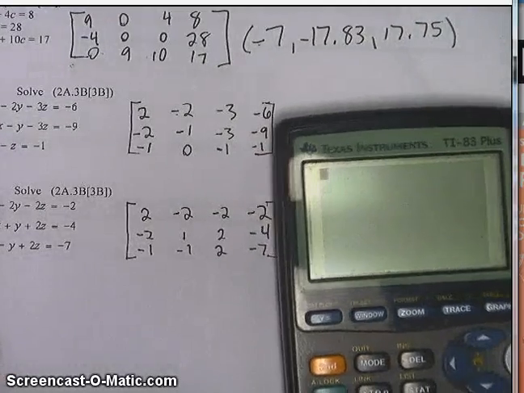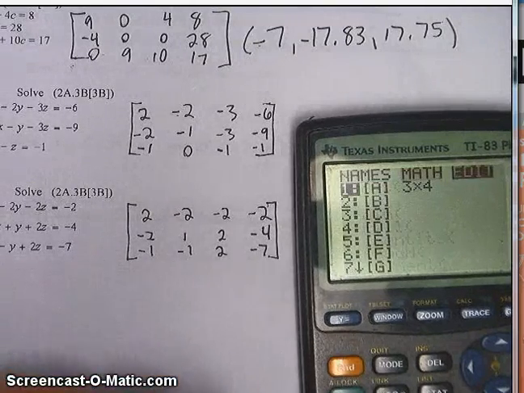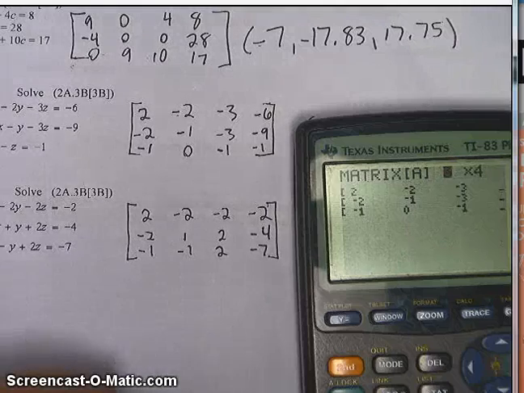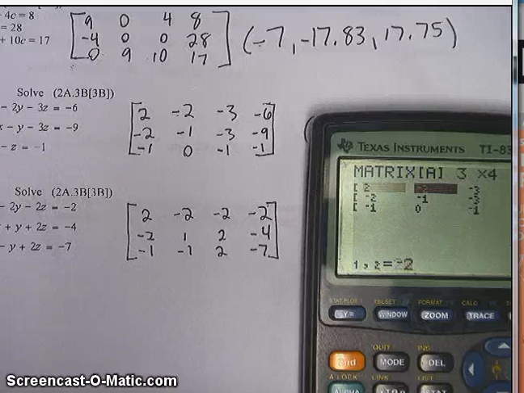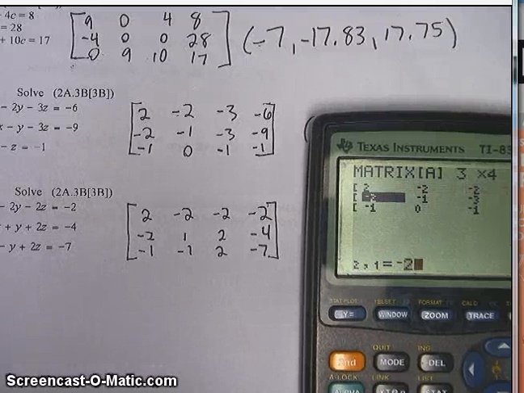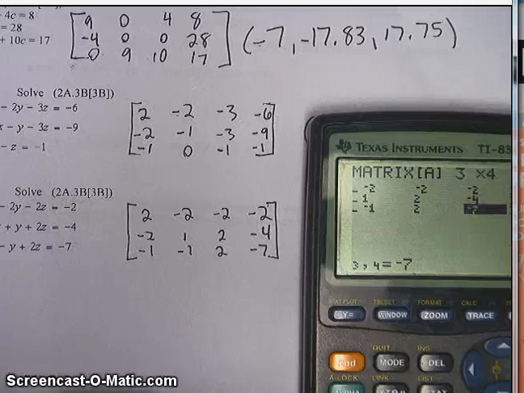Alright, at this point it's calculator work after I've got my augmented matrix. So I'm going to go back to the matrix screen. I'm going to edit the A matrix again, and I'm just going to type on top of it. So it's still a 3 by 4. Now it's 2, negative 2, negative 2, negative 2, negative 2, 1, 2, negative 4, negative 1, 2, negative 7.